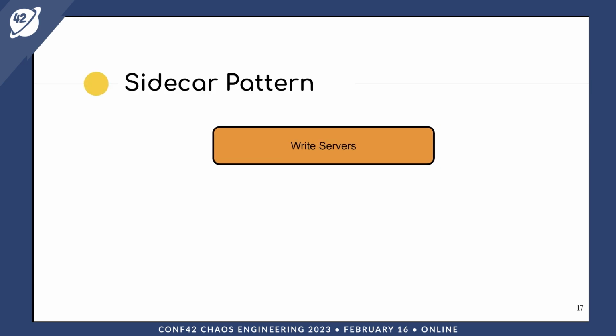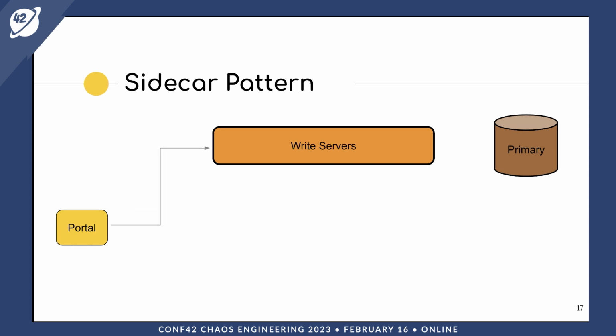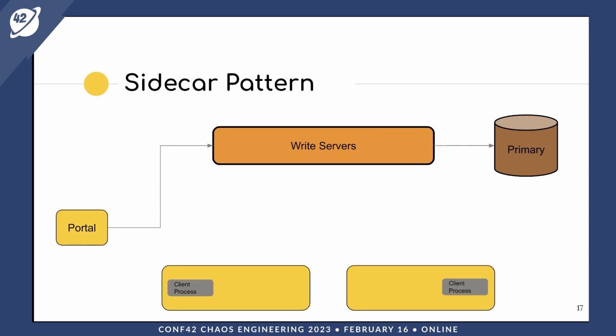We have write servers, right? We have the primary database. So the portal flow will be similar to what it was. All the portal requests will go to the write server, and the write server will be reflecting those changes in the primary database, right? Now how will the clients be connecting? So these yellow boxes are client servers, and these are the client processes in gray, right?